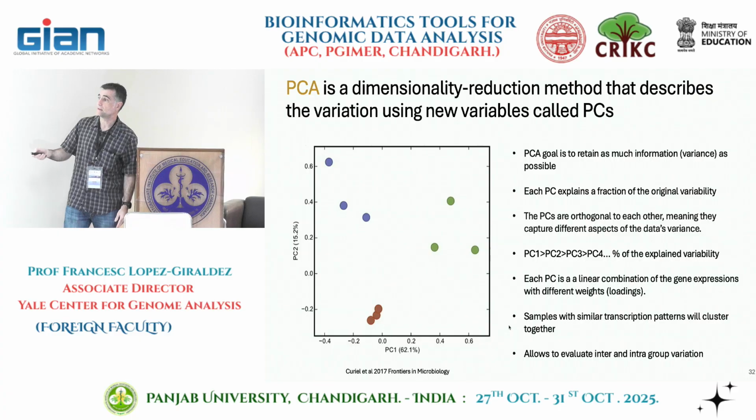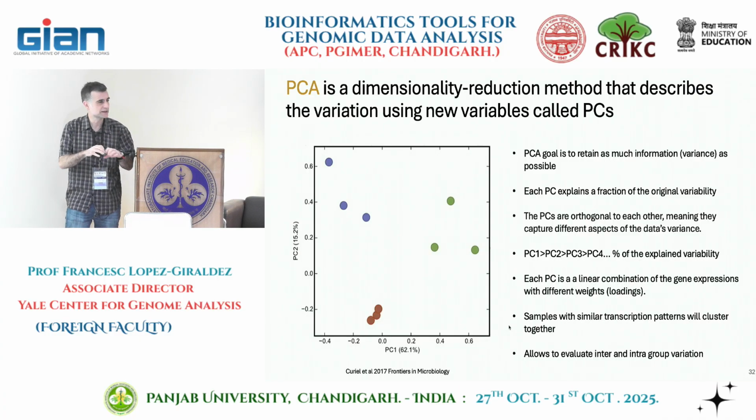You can also look at how much variation you have within group. The green and the blue ones have more variation, but they are still more or less clustered together.